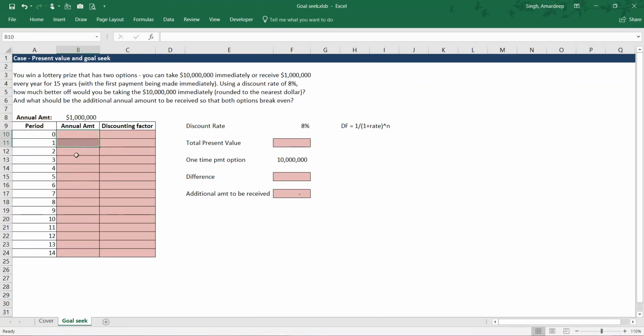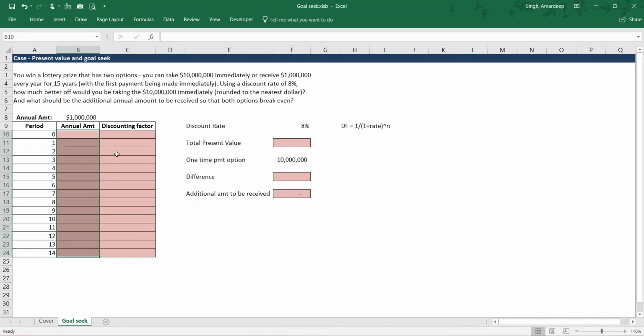So over here, we will receive an annuity amount for the next 15 years. I've plotted the period out here starting from 0 up to 14. The reason for that is the first payment is being made immediately. So if the first payment is made immediately, effectively that is being received as of today itself, so there is no need to actually discount it to the present value. That is why I've started with a period of 0 instead of starting with 1.